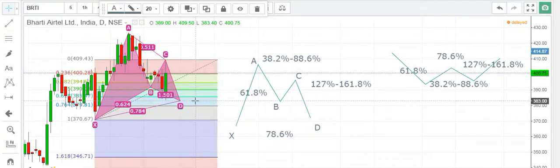My entry price will be, again I repeat, 383, my stop loss will be 379, and my targets will be 385.47, 390 and 394.6. These will be my targets.